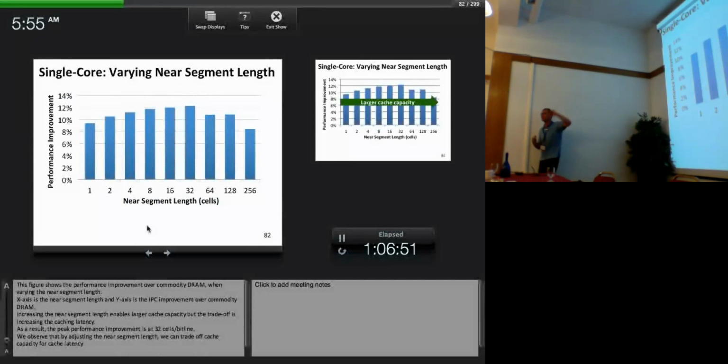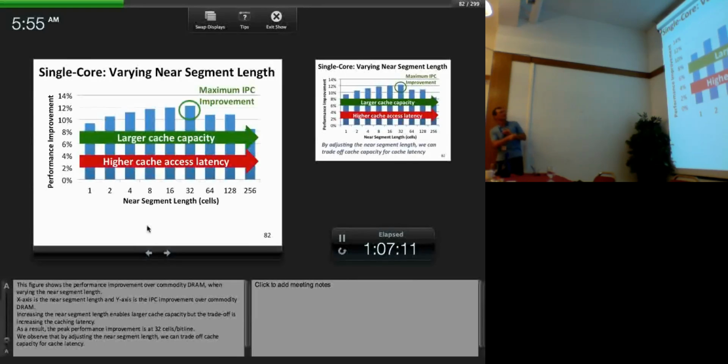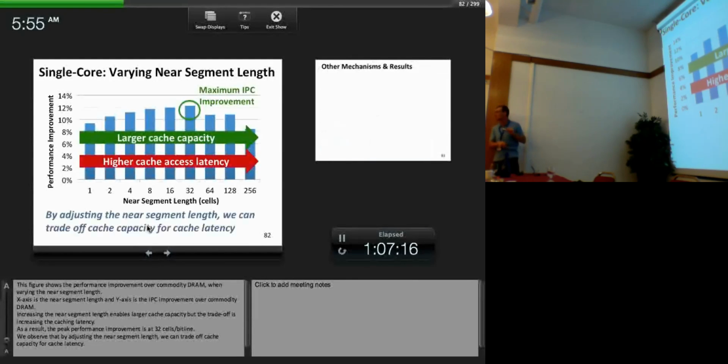So what happens with the cache size? We have a trade-off, right? We can increase the near segment length or reduce the near segment length. And this is what happens to performance improvement as you change the near segment length. As expected, as you increase the near segment length, you get larger cache capacity, but you also get higher cache access latency. So the best trade-off point, the maximum IPC improvement, happens at 32 cells. But again, take this with a grain of salt. If you're designing a memory system, maybe you want to put this somewhere else, and I don't know what it is, depending on the workloads.